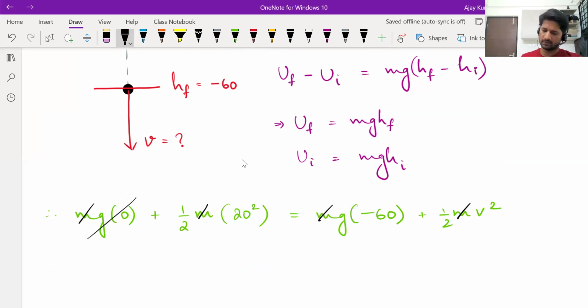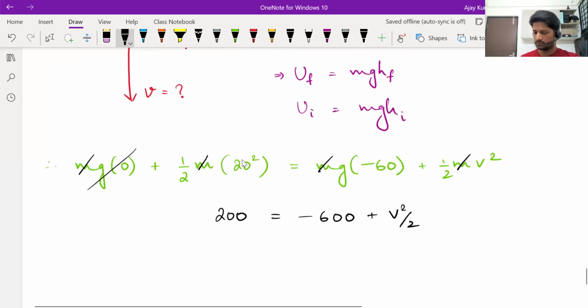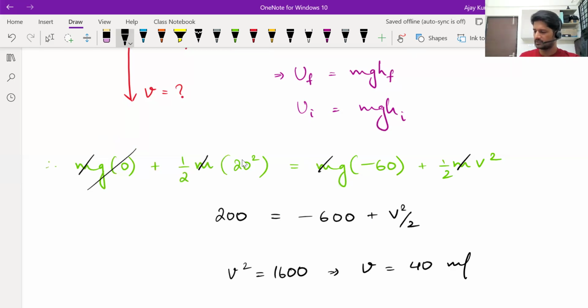20 square is 400, by 2 is 200, is equal to minus 600 plus v square by 2. So 600 this side becomes 800. 2 also this side becomes 1600. Means v square is 1600. That means final speed is 40 meters per second. Okay, this is how you get it by applying mechanical energy conservation.